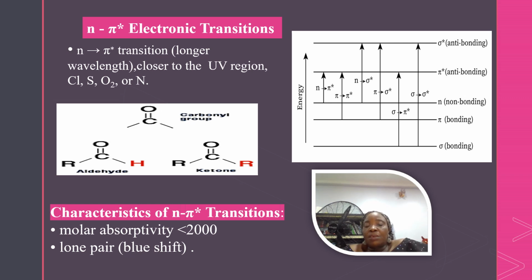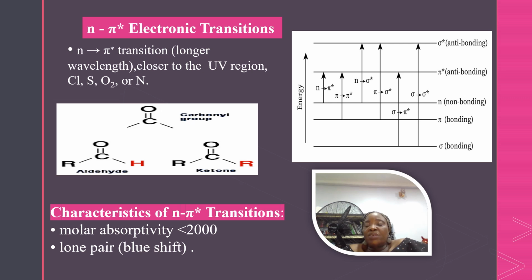Halogens and elements like sulfur, oxygen, or nitrogen display this type of transition. A classic example would be the carbonyl group, carbon-oxygen double bond. An electron from a non-bonding orbital will transition to an anti-bonding pi star orbital. These groups, such as ketones and aldehydes, absorb in the 270 to 300 nanometer range.